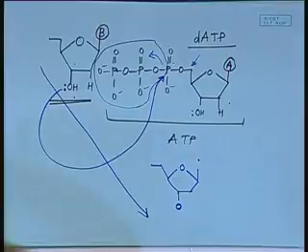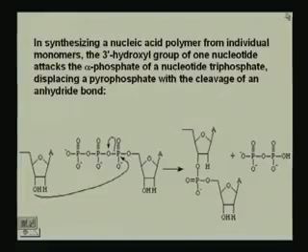Let us get back to the slides here, and what we are looking at is we have the 3 prime hydroxyl group here. What does it do? Attacks this phosphate of the triphosphate, releasing the pyrophosphate with the cleavage of this anhydride bond. And what do you have? What is this? It is a dinucleotide now.